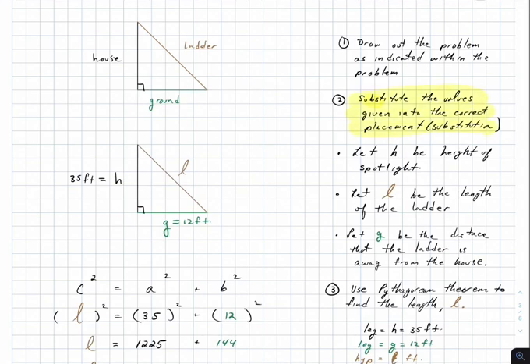But we need to make some variables, right? So we have to define some variables. We're going to let h be the height of the spotlight. So that's from the ground to the eaves, right? Then we're going to let L be the length of the ladder. So that's actually what we're going to be solving for, right? Let G be the distance that the ladder is away from the house. So how far away is it from the house? Well, we know it's 12 feet, right?